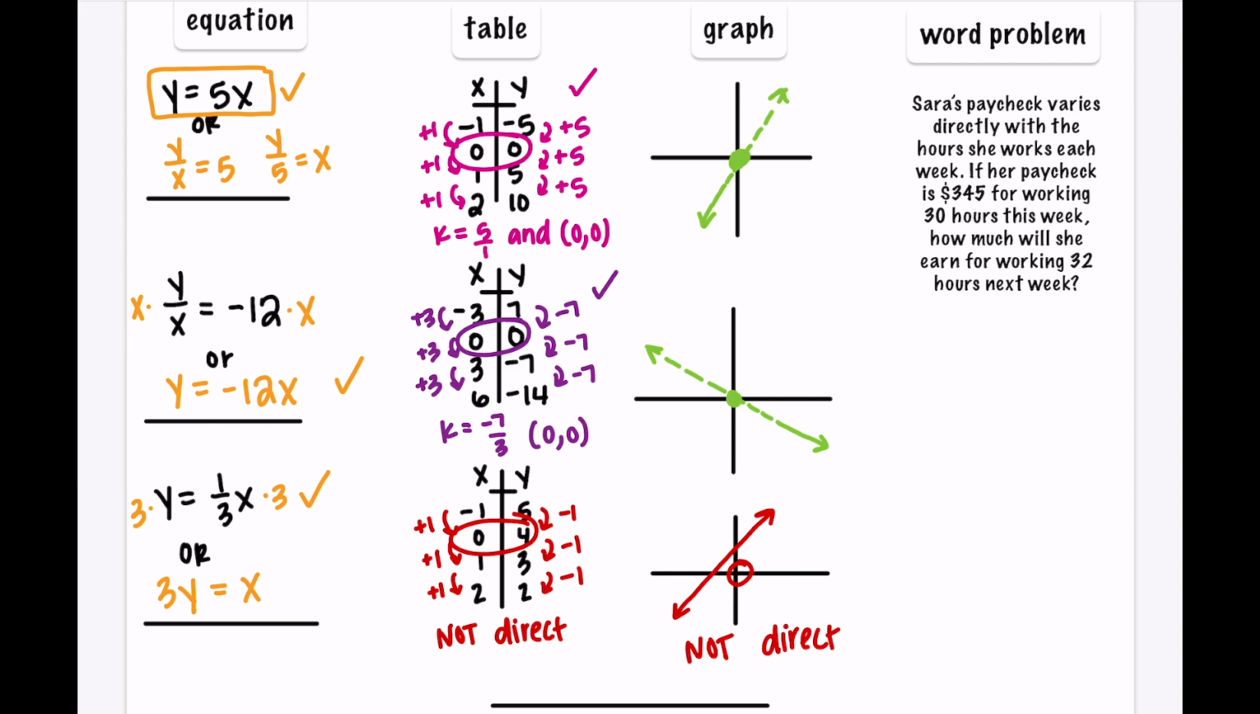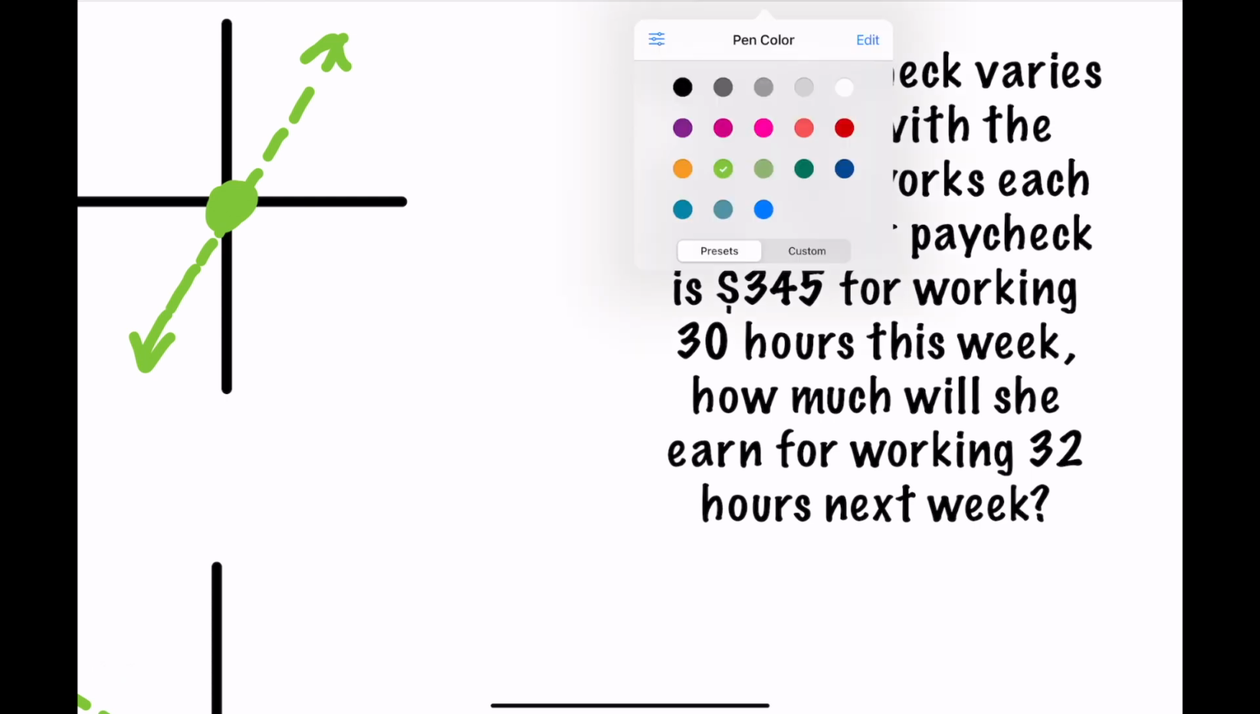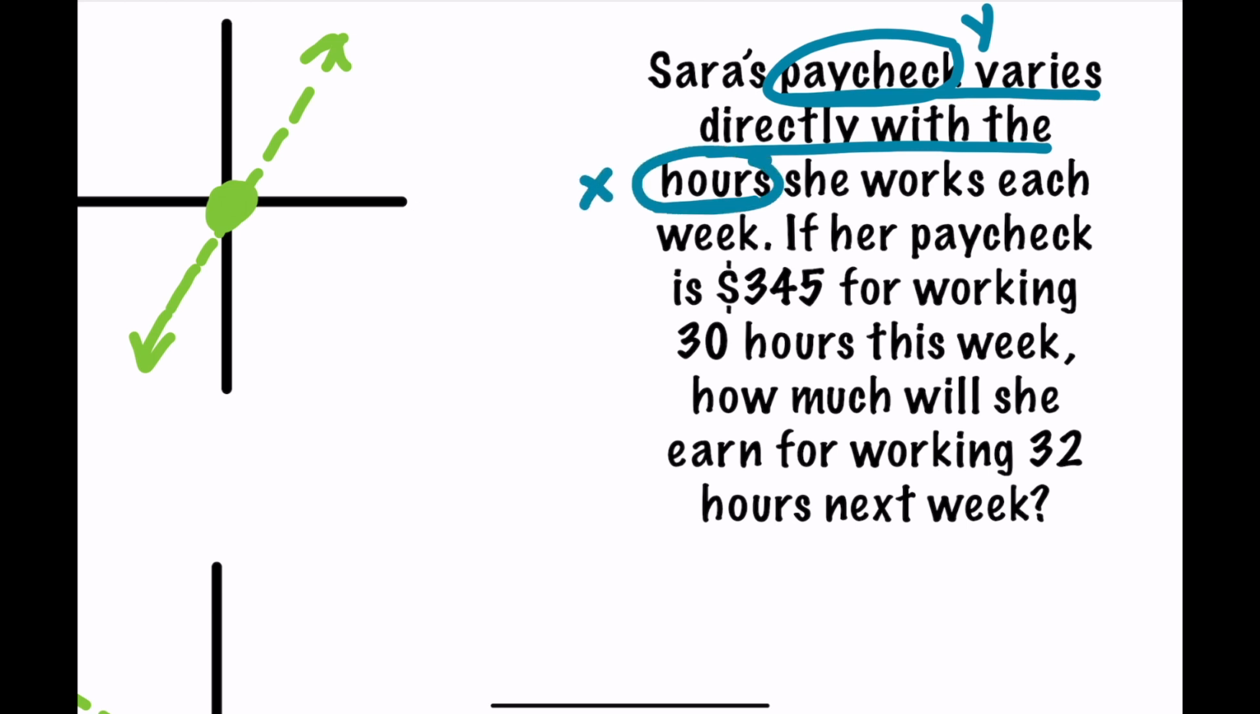And finally, let's look at an example of a word problem. Okay, Sarah's paycheck varies directly with the hours she works each week. Right here, we aren't told x and y, but what we're told is that her paycheck varies directly with the hours that she works. So it's always going to be y varies directly with x. So her paycheck is y and x is her hours.